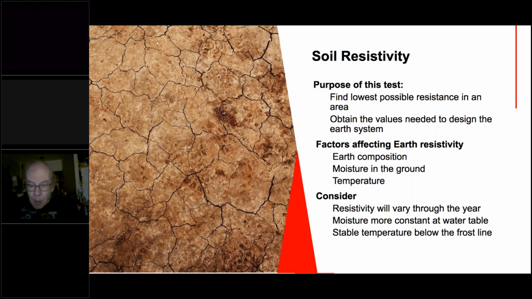And just remember, as the bottom consideration on this slide says, resistivity varies throughout the year. In the literature, they refer to it as a constant. That's a mathematical term. It's not a practical term. In reality, it varies with the time of year and the local conditions and so forth, and it can vary quite a lot. So you need to keep that in mind, and you need to test for it.